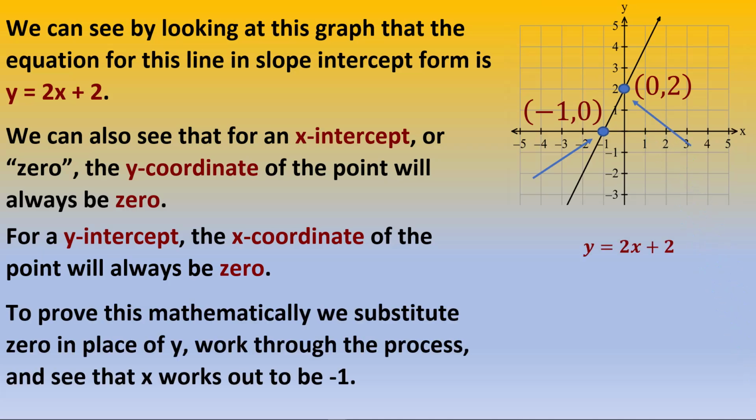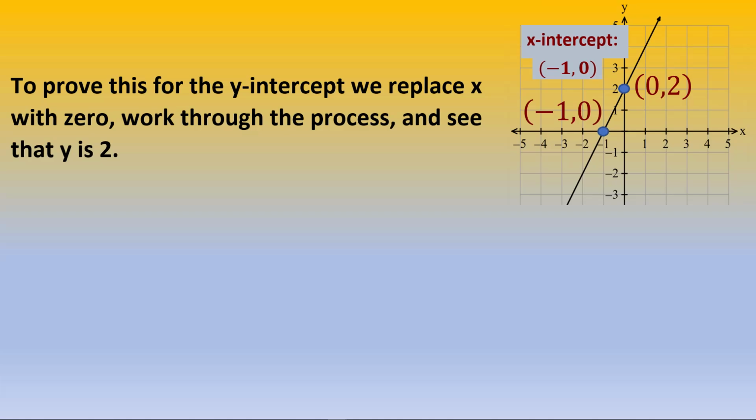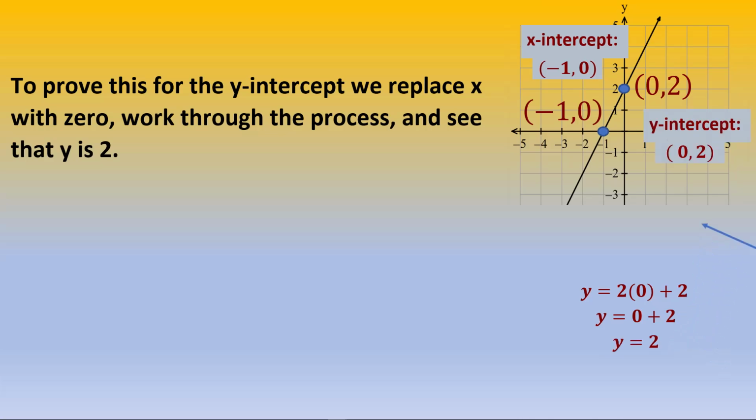To prove this mathematically, we substitute 0 in place of y, work through the process, and see that x works out to be -1. To prove this for the y-intercept, we replace x with 0, work through the process, and see that y is 2.